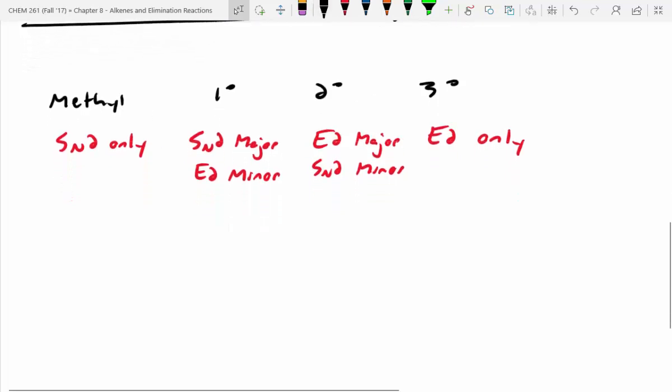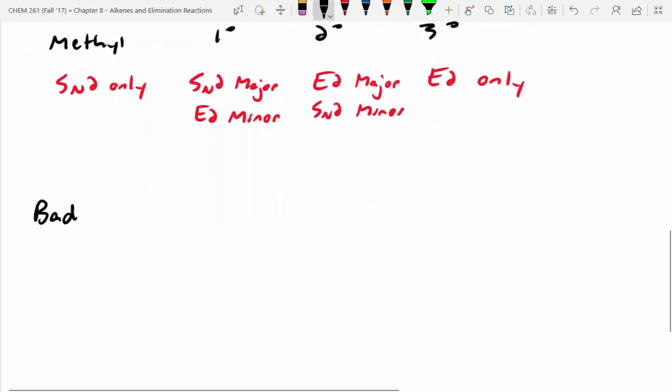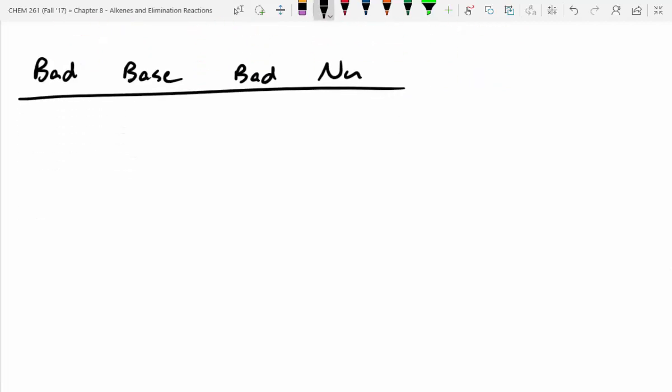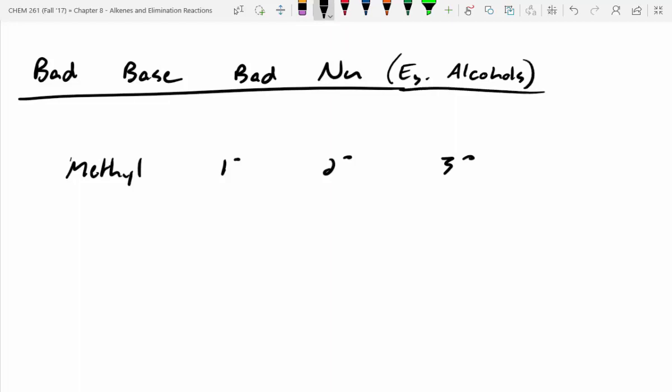All right. Last but not least, we've got bad base, bad nucleophile. Same sort of thing. We've got methyl, primary, secondary, tertiary. The bad bases and bad nucleophiles tend to be neutral molecules, so this would be things like alcohols. They don't have a negative charge on them, so they're not very nucleophilic, they're not very basic. All right, if we look at these ones, do you think anything's going to happen with the methyl group that has a leaving group on it? Not really. Yeah, so I'd say too unstable as carbocation.